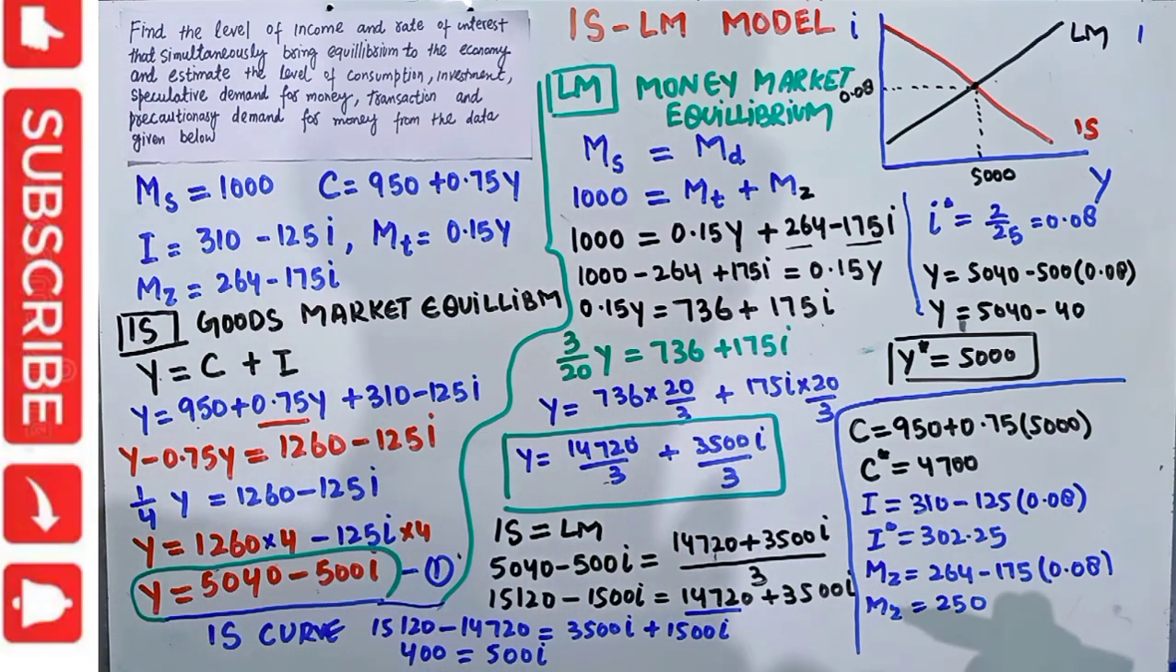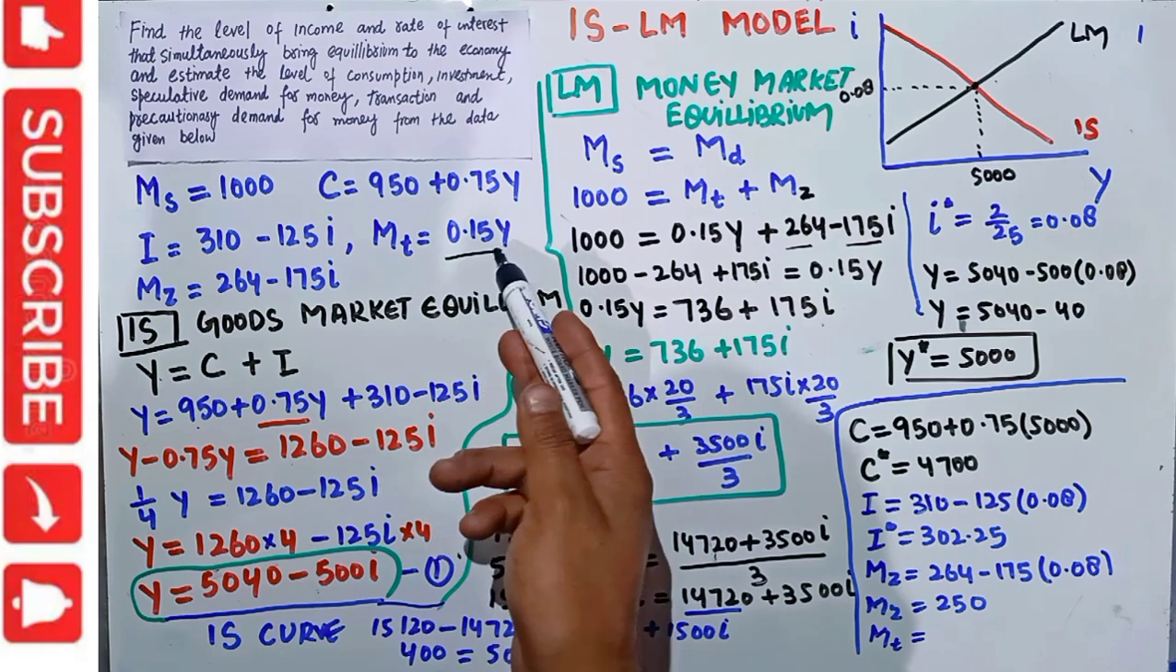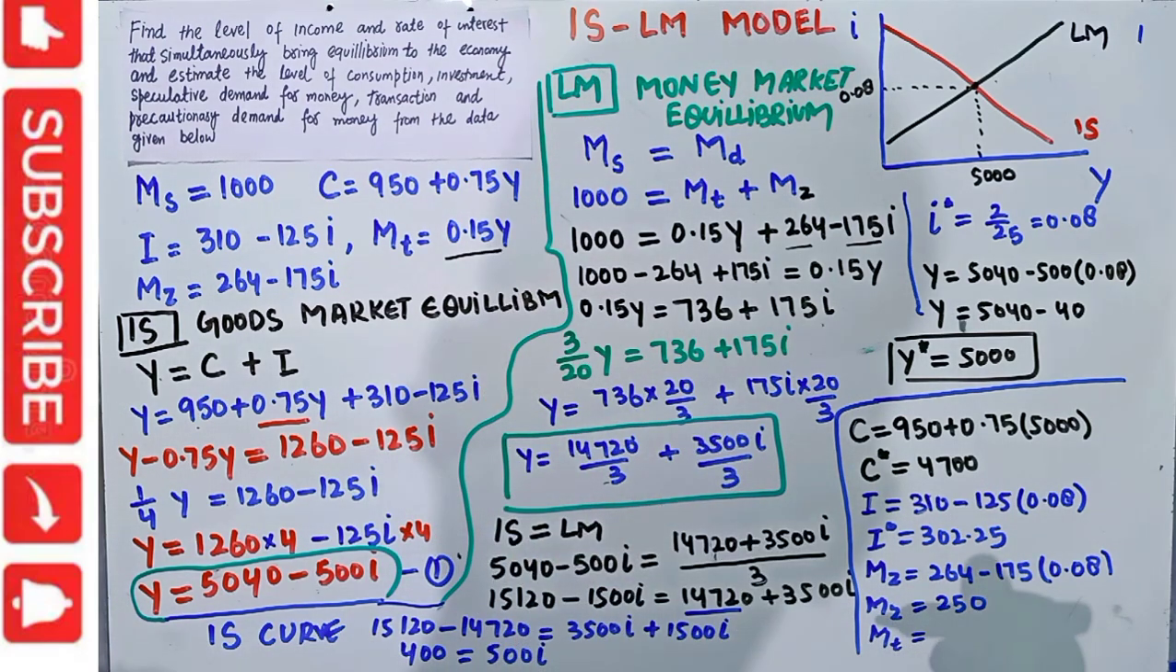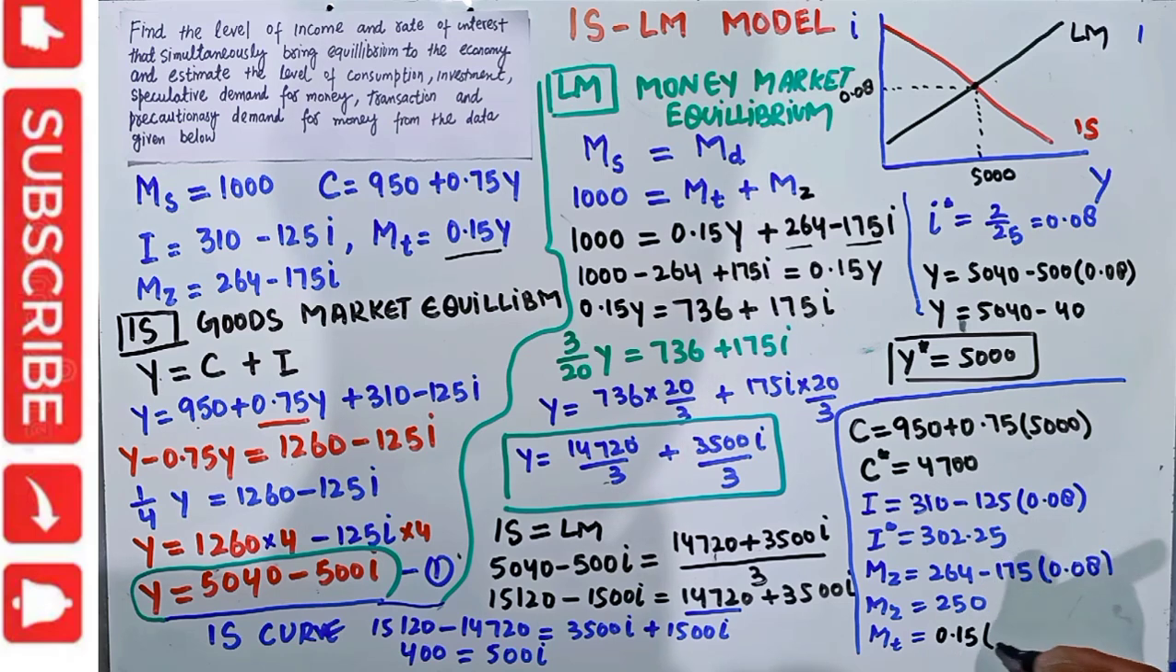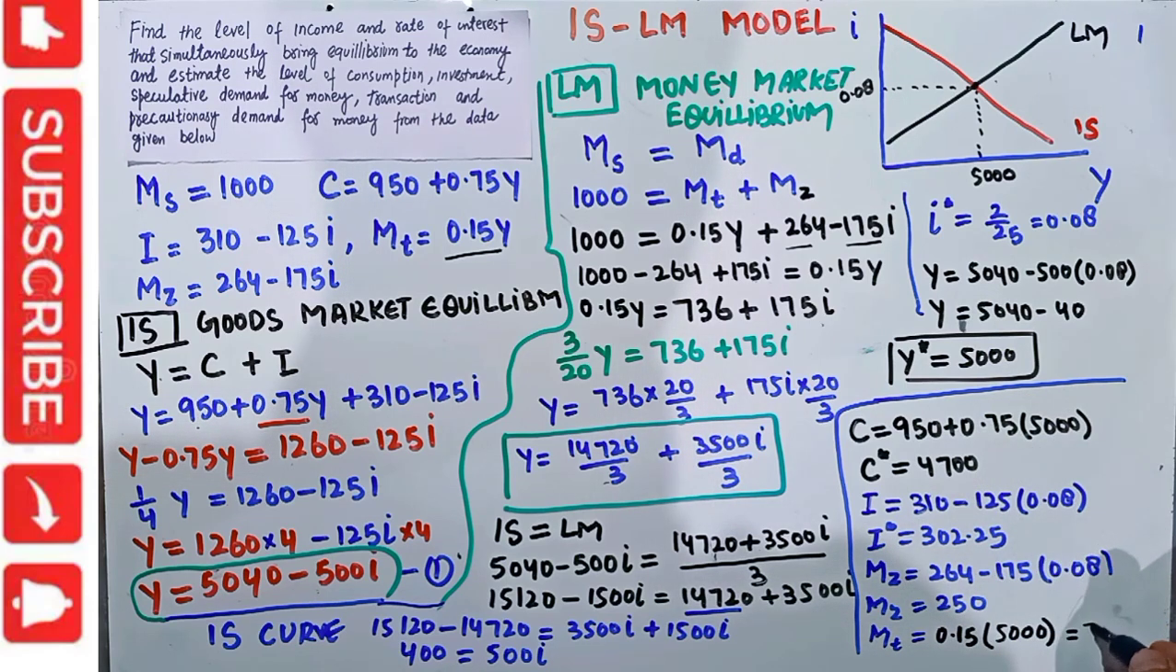And then finally we are being told to find out the transactionary and precautionary demand for money, that is being shown by M subscript T. So transactionary demand for money is being given as 0.15 times Y. The equilibrium level of income is 5,000. Solving this, you will get it as 750.